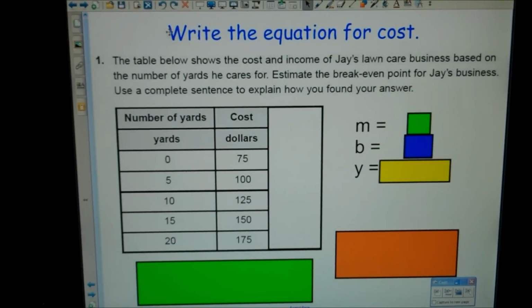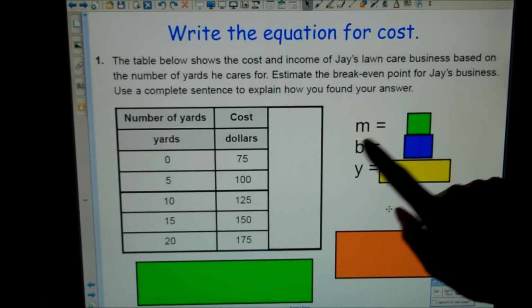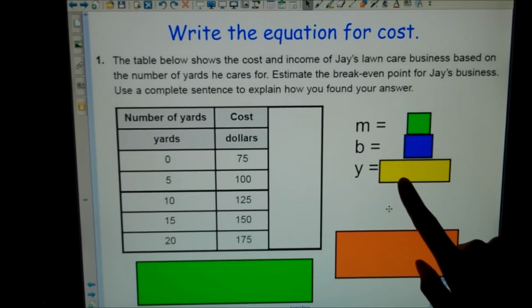All right. Write the equation for cost. So what I've done here is I've taken the function table from the very first slide and I covered up the income because I want you to do this a step at a time. So I want you to pause this and I want you to write the equation. I've kind of started you here. You're going to need a slope. You're going to need a y-intercept, and then you put those bad boys together, okay?